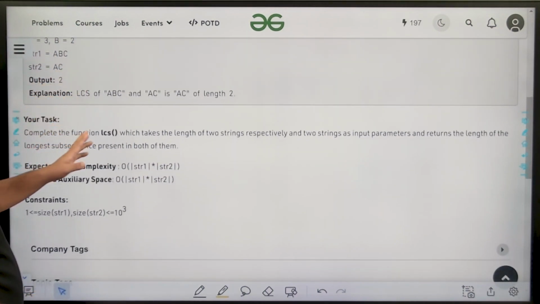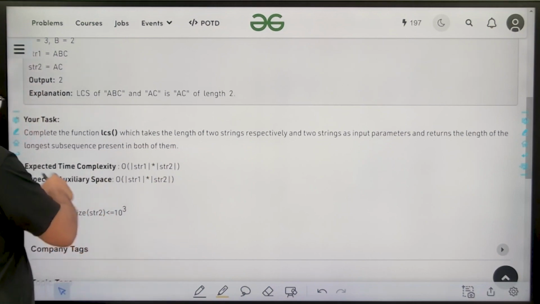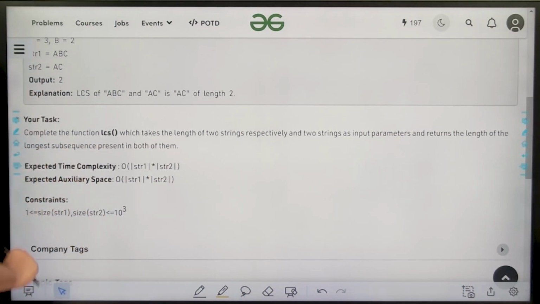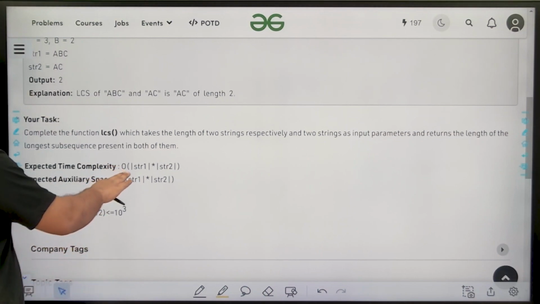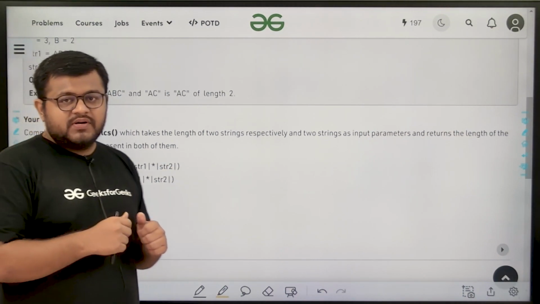Our task is to complete the LCS function, which takes two strings and returns the length of the longest subsequence present in both of them. Expected time complexity is length of string 1 into length of string 2, and expected auxiliary space is also length of string 1 into length of string 2. Now let's see how we will proceed in this.